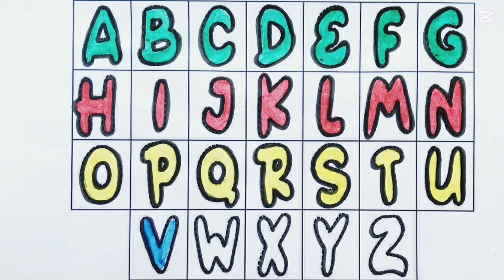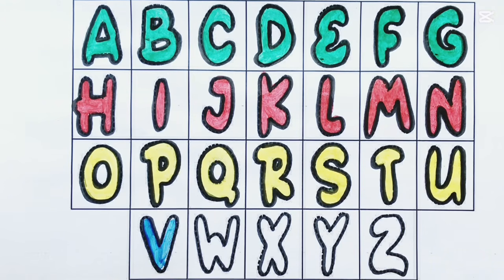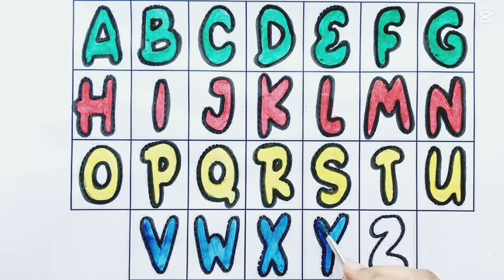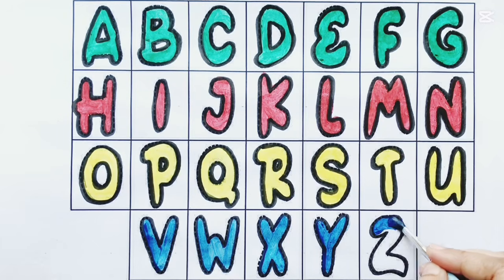Color, V for vase. W for watermelon. X for X-ray. Y for yo-yo. And Z for zebra.